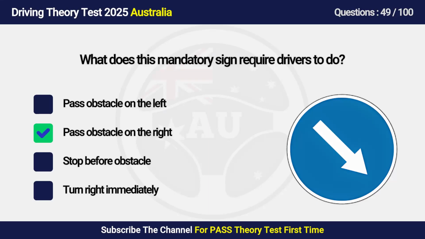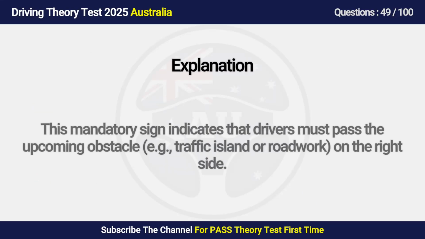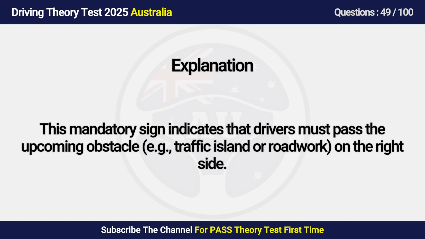Answers is B. Pass obstacle on the right. This mandatory sign indicates that drivers must pass the upcoming obstacle, e.g., traffic island or roadwork, on the right side.